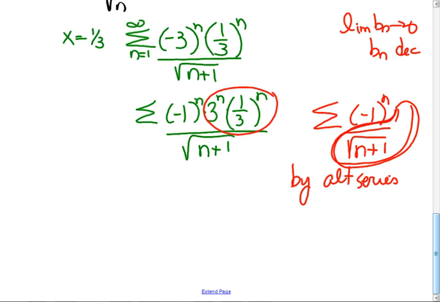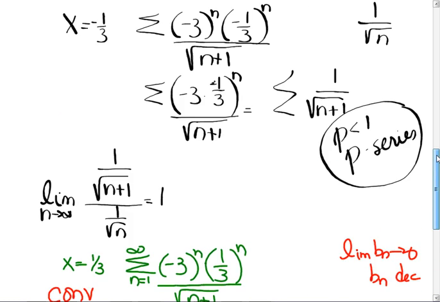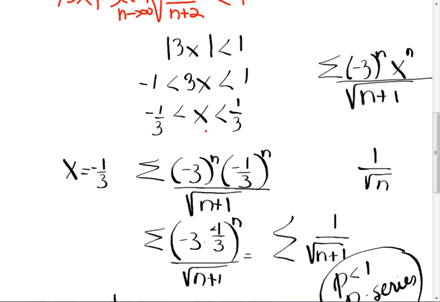So it converges at the positive 1/3. Make sure you tell the reader that it converges there. Make sure your work is neat and readable so that there's no doubt about it. So what's the answer here? This is going to converge here. So the interval of convergence is going to go from negative 1/3 to 1/3.